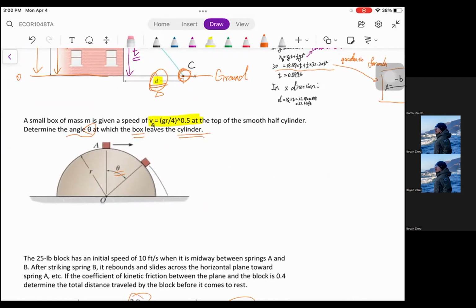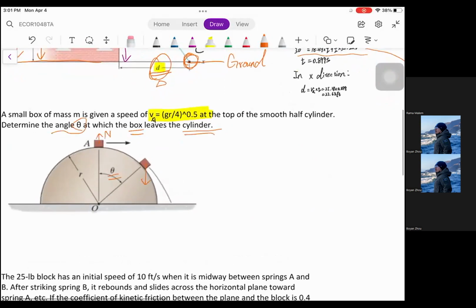So when the box is actually flying out, there's only one force applied to it, just the gravity. Normally, when this box is moving on the cylinder, there is a supporting force from the cylinder, N. But when the box is actually flying out, there's only gravity, because there's no supporting force from the surface.